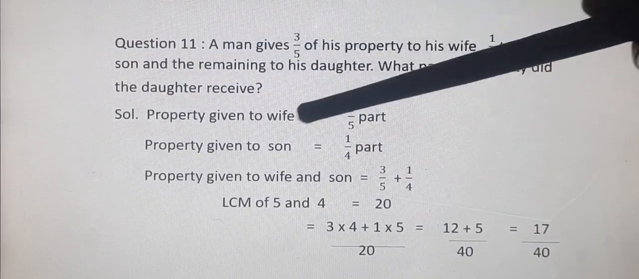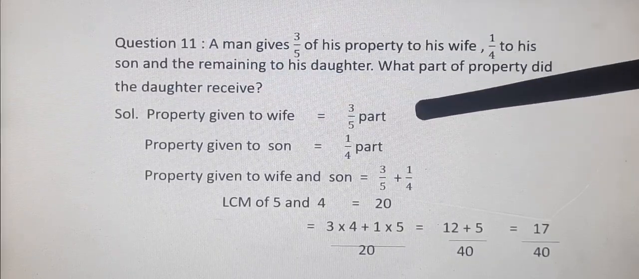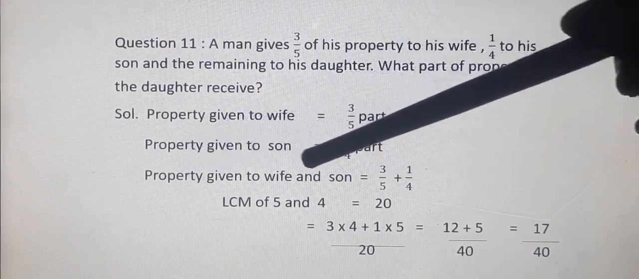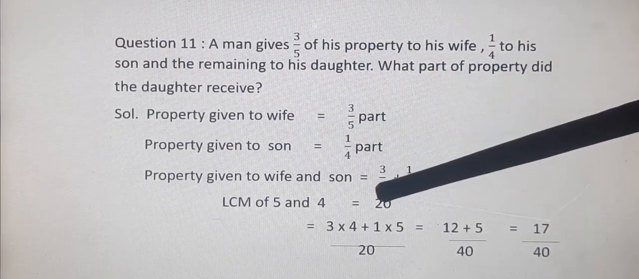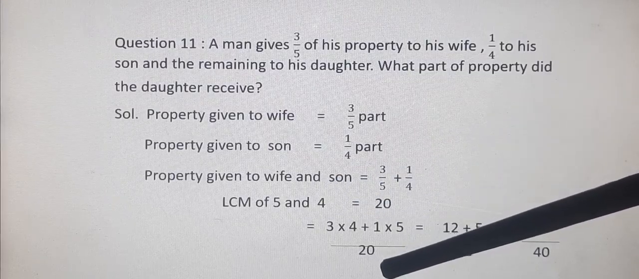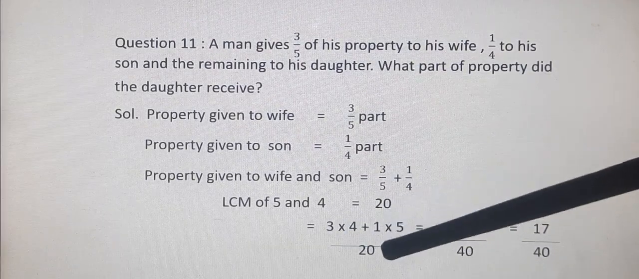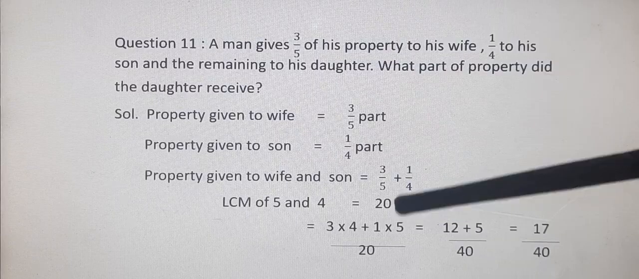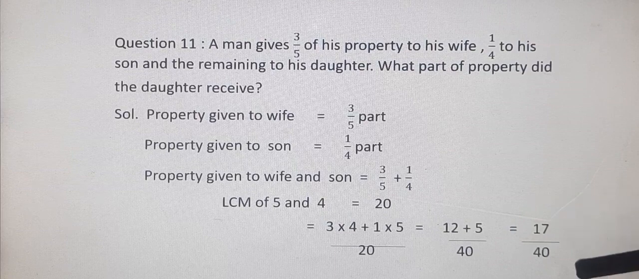First of all, we will do the addition of these, how much they both have received. Property given to wife, 3/5 part. Property given to son, 1/4 part. Now, property given to wife and son, total we will do 3/5 plus 1/4. LCM of 5 and 4 is 20. 5 4s are 20. Take denominator 20, put bar, and then 3 multiply by 4, because 20 divided by 5 will give answer 4. And then 1 multiply by 5. 12 plus 5 upon 20, it will give 17 upon 20.